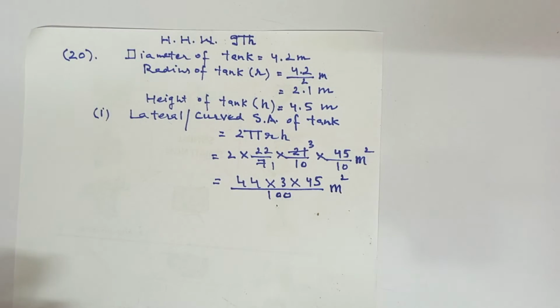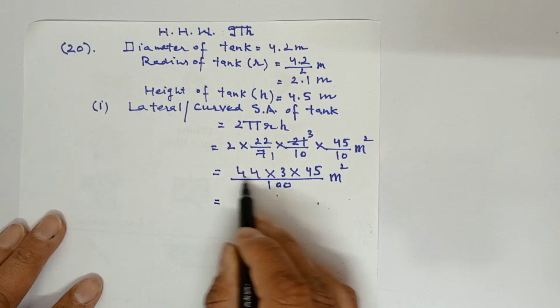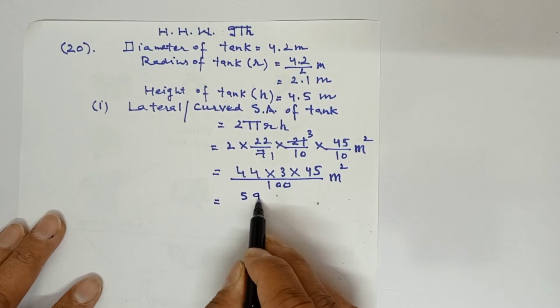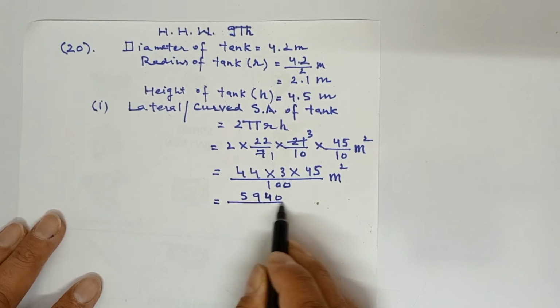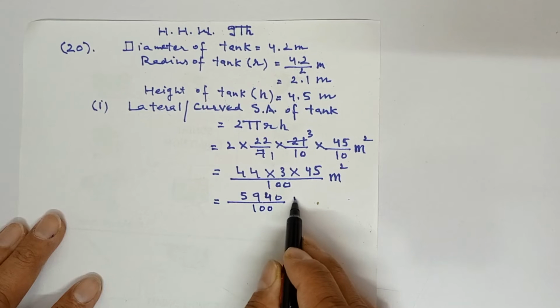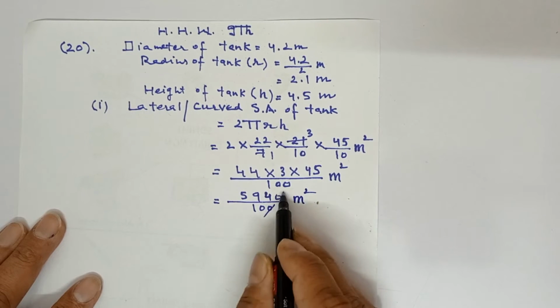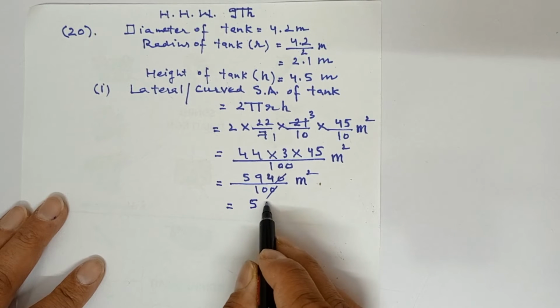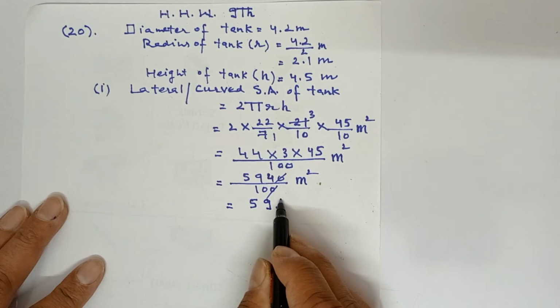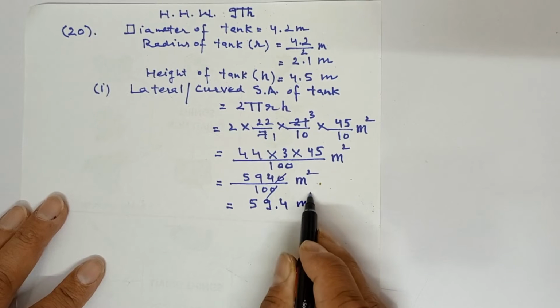So if you want easy calculations, when 10, 100, 1000 comes in the denominator, leave it as it is. So if you multiply these three, 5, 9, 4, 0 will come upon 100 meter square. 0 cancels with 0. So remove this 10, and it will become 59.4 meter square.